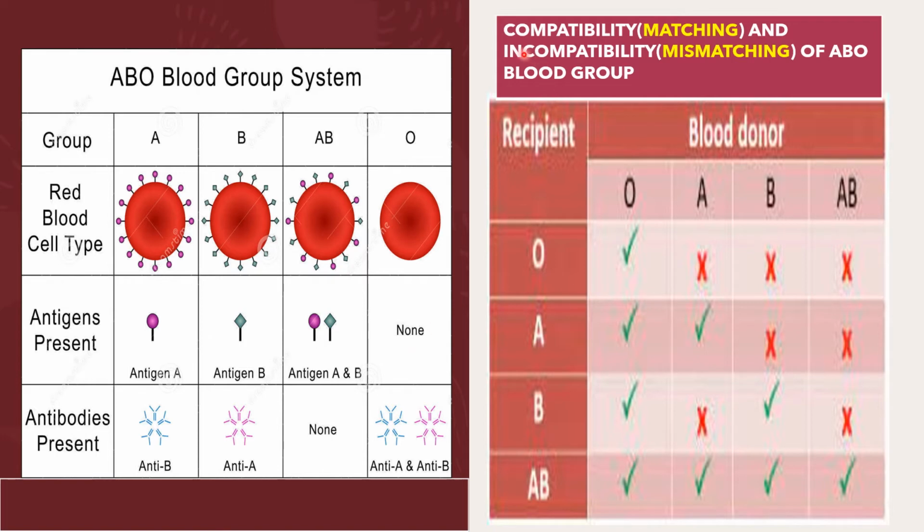Next is incompatibility and compatibility of the ABO blood group. You can see here which blood groups are matching and which are not matching. The matching blood group we call compatible. Mismatching blood group, incompatible blood.